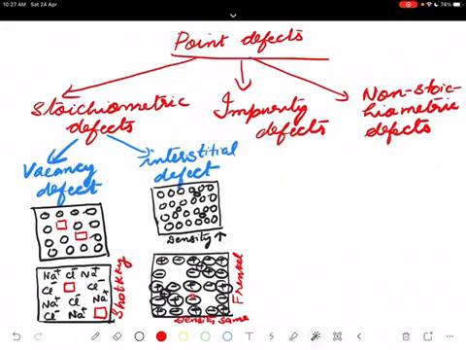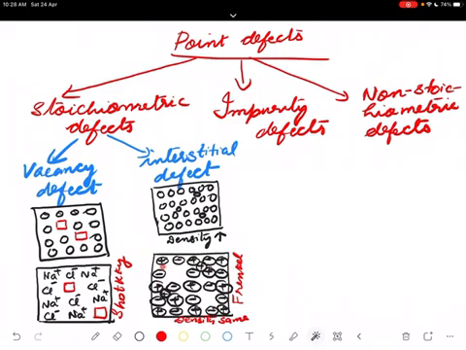But in the case of this ionic solid, what happens? Positive charges, generally the smaller one, will be shifting to the interstices. So in the new location, it is an interstitial defect. Here, in Frenkel defect, density remains the same.